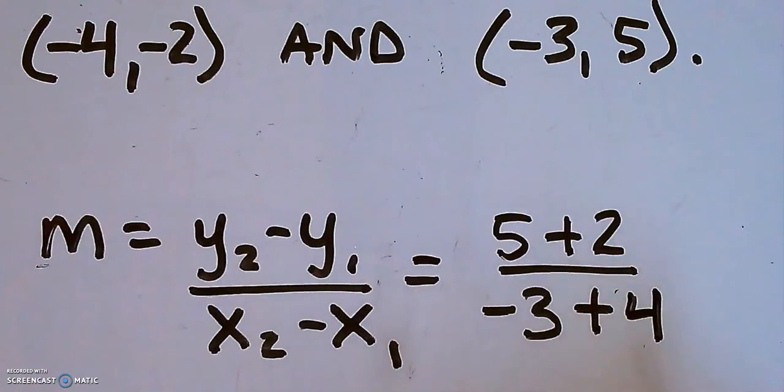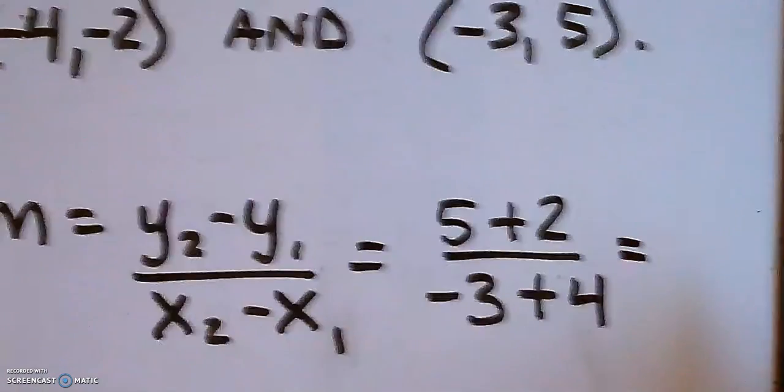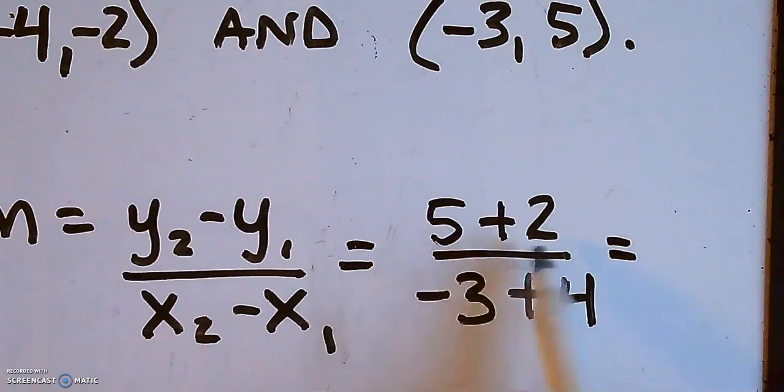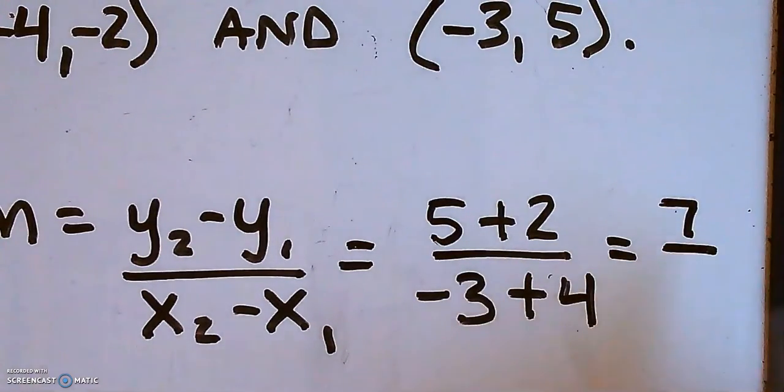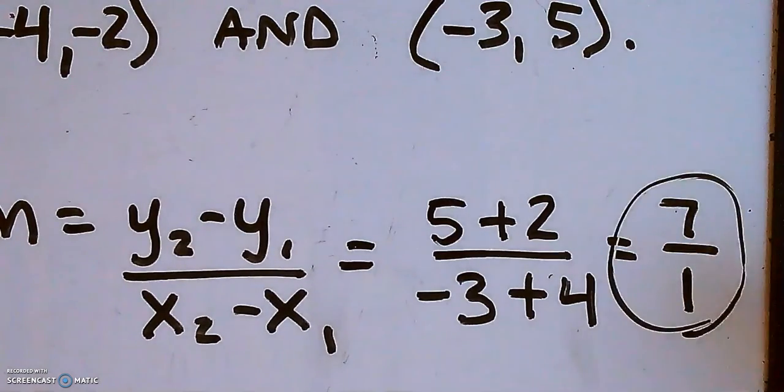So when I go through and combine my terms, and if I add these together, 5 plus 2 is going to give me 7, and then -3 plus 4 is just going to give me 1. So what I actually see here is that my slope ends up being 7. 7 over 1 is the same thing as 7.